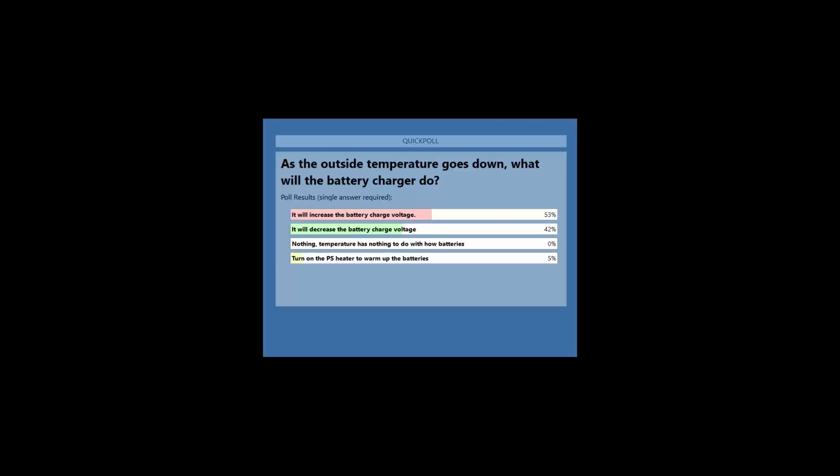So not only can you increase the charge voltage, but by increasing the charge voltage, you create more heat, so it makes the batteries more efficient should the power supply go into standby. Is that correct? Yeah, kind of.